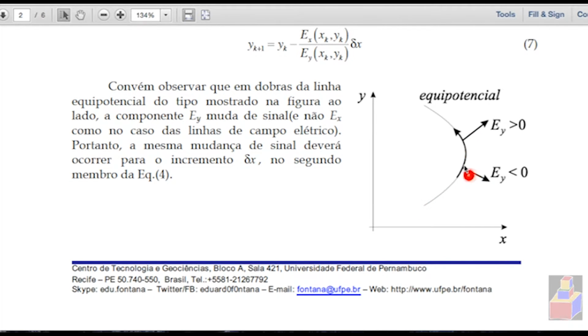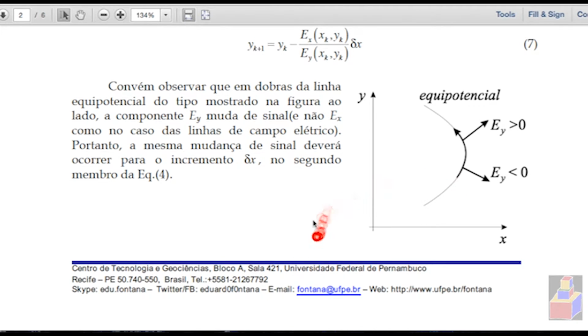Now, in the bending, recall that the E field is always orthogonal to the equipotential line. So, in a bending, x is increasing here. When you get to a bending point here, then x is supposed to decrease. The component of the E field that is changing sign is Ey now, not Ex as before. Ey was down, now it's up. So there's a change of sign in Ey that corresponds to a vertical bend of the equipotential line.